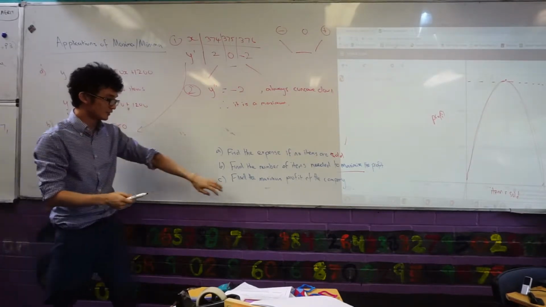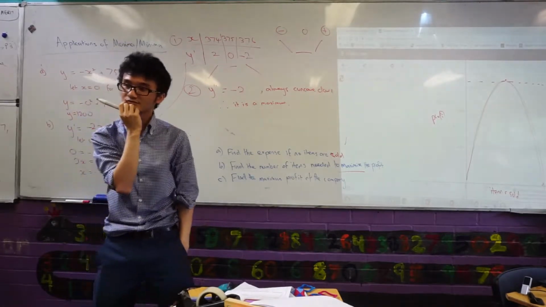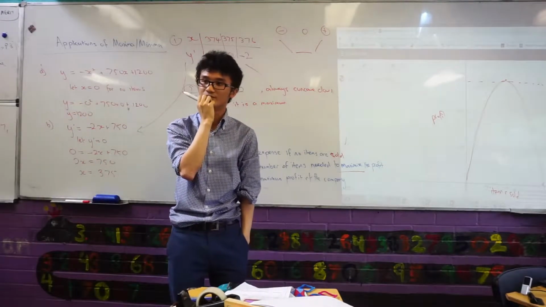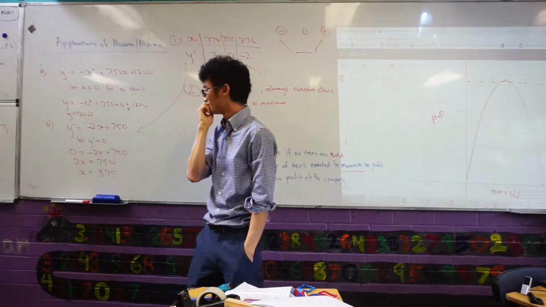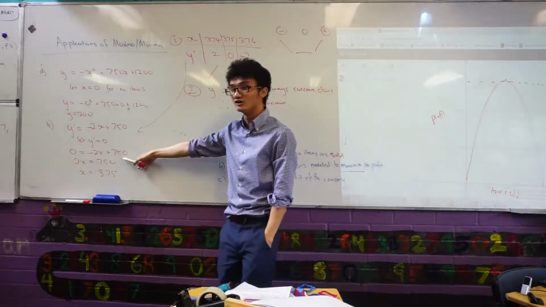Maximum. Keep going with C if you don't have to. How do you do it? With the second derivative, just because it's minus 2, so concave down. How do you know that x equals 375 is the stationary point? You've proven that here.